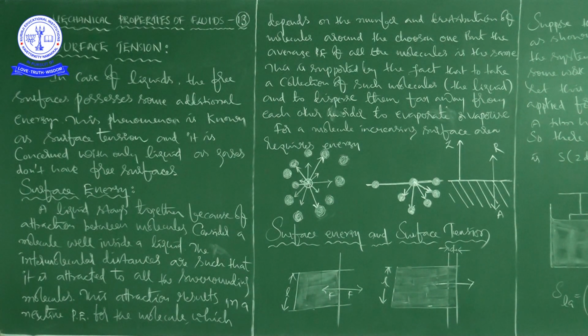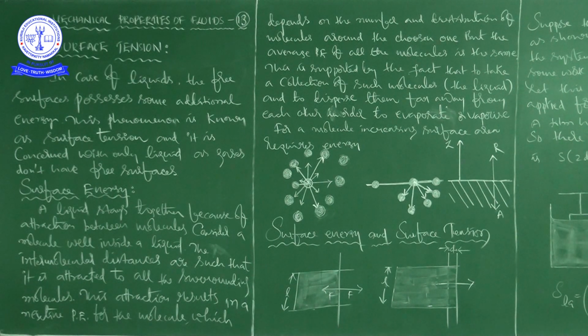Next, surface energy. See here. Surface energy means, for example, if you take a liquid which stays together because of attraction between the molecules, and you consider one molecule well inside the liquid, what will happen? The intermolecular distances are such that it is attracted to all the surrounding molecules.